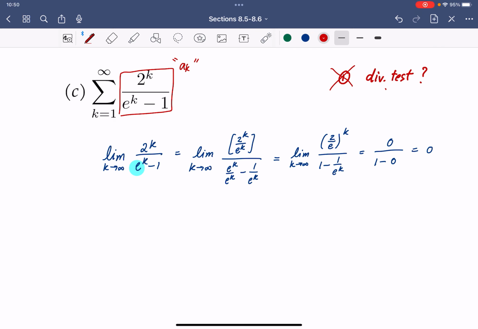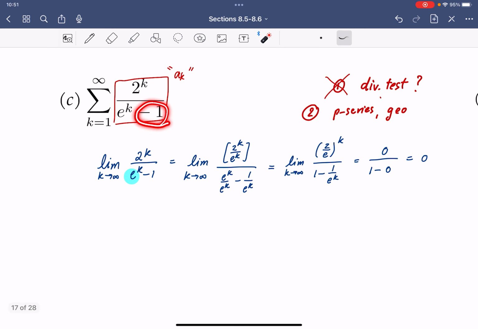What else can you do if the divergent test is not okay? Number two, you can think: is this a P series? No way. The P series is 1 over k to the something, so this is not a P series. Is this a geometric series? No, this is not a geometric series either, because you have minus 1 here. Or is this a telescoping series? It is not. Telescoping means you can split it into two terms and cancel something out. So it is not a P series, not a geometric series, and not a telescoping series.